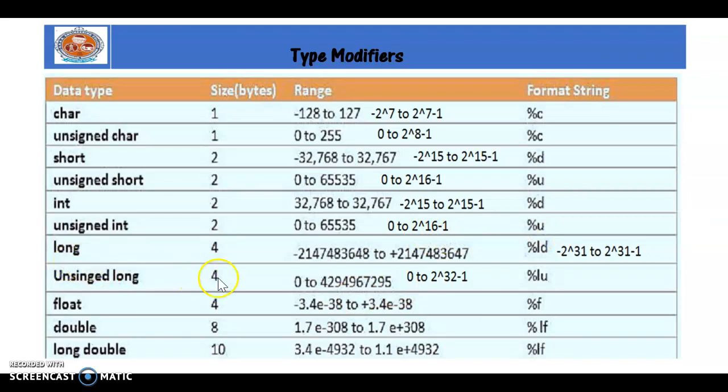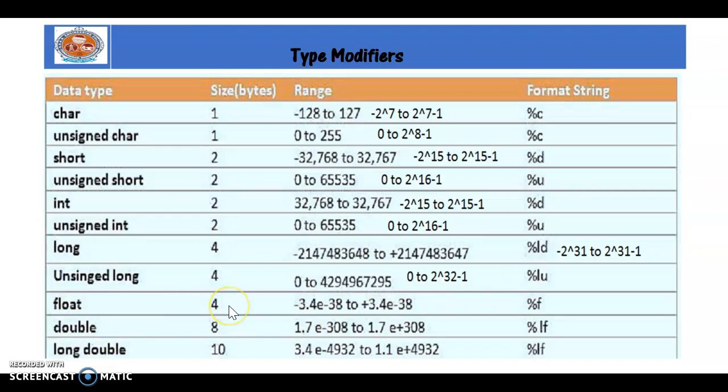And then long int will occupy 4 bytes of memory, and it ranges from -2^31 to 2^31 - 1, and the format specifier is %ld. And unsigned long int will occupy 4 bytes of memory, as we have preceded it with unsigned. So it ranges from 0 to 2^32 - 1. It will take only positive values, and the format specifier is %lu.